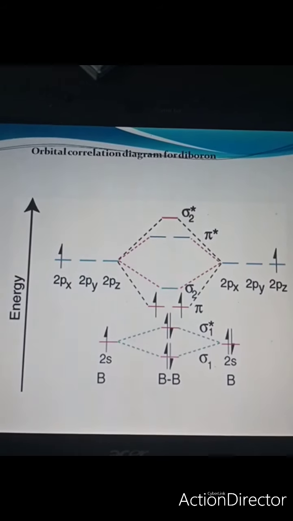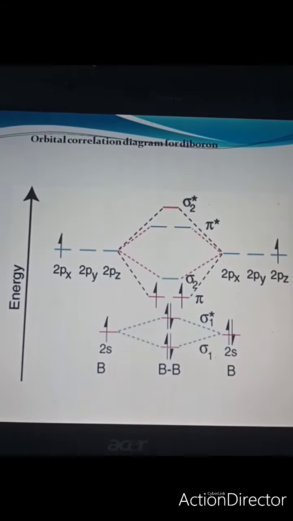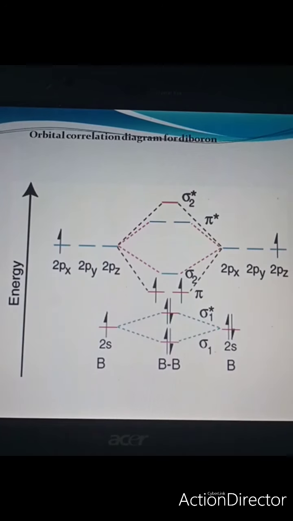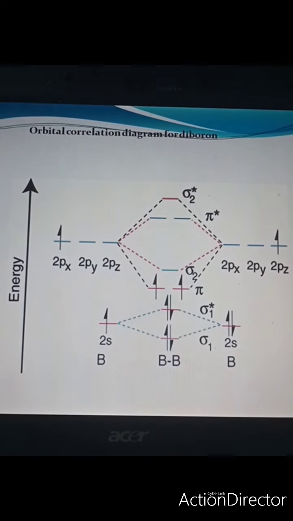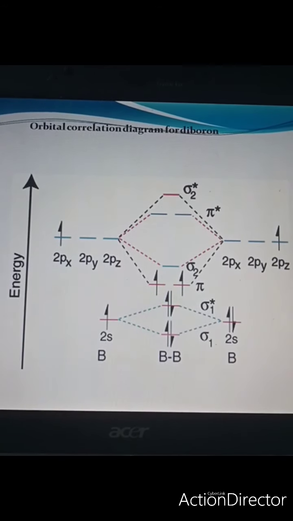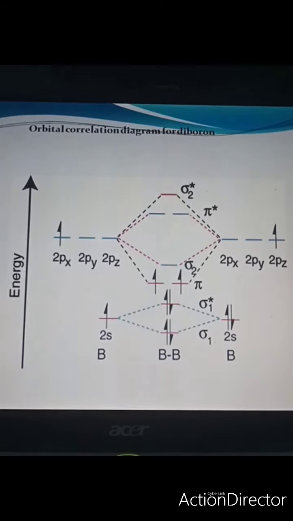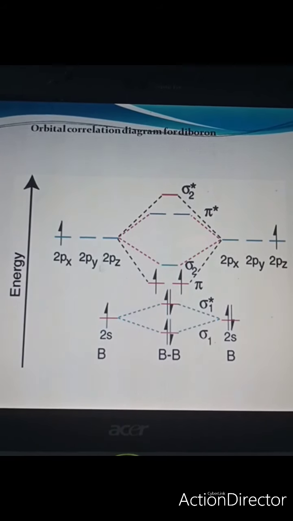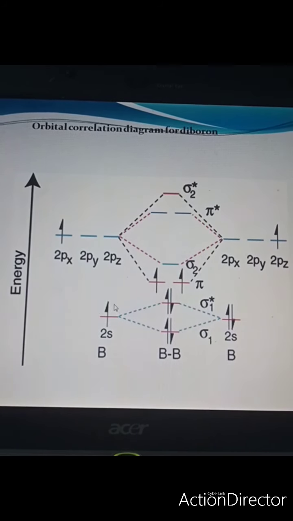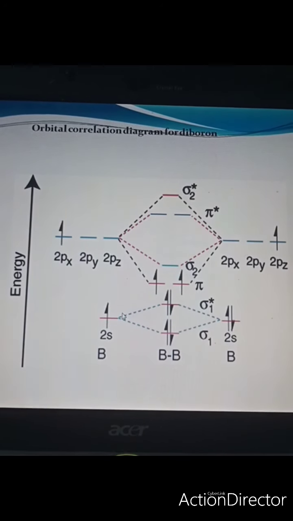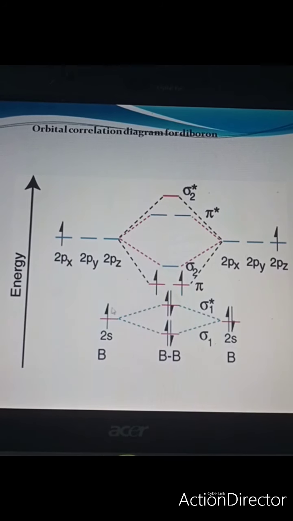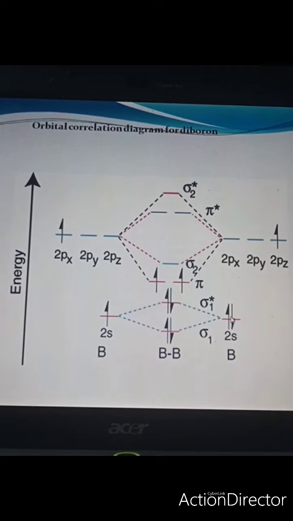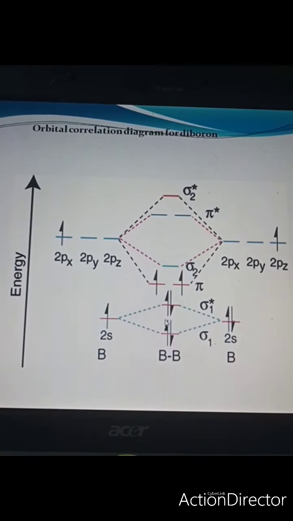Now this is the molecular orbital diagram for diboron. Boron has atomic number 5, so the configuration will be 1s2, 2s2, 2p1. I am not taking 1s, I will be starting with 2s and 2p. So this is the 2s orbital and this is the 2p orbital. In s there will be 2 electrons, similarly here also 2, so in total there will be 4 electrons.